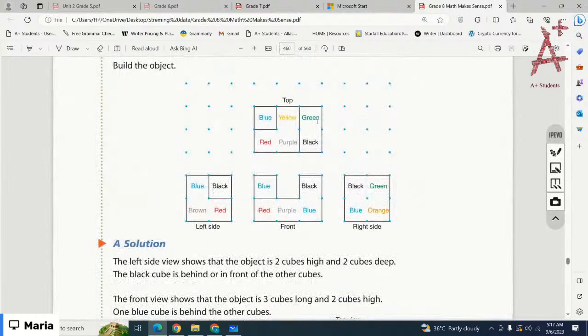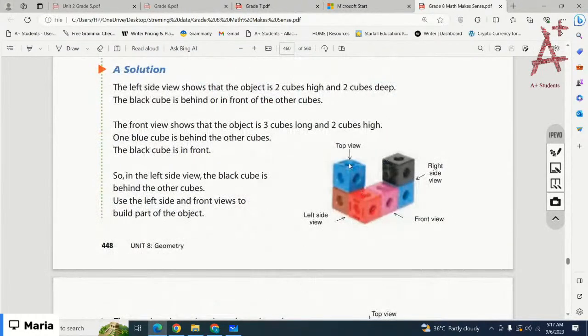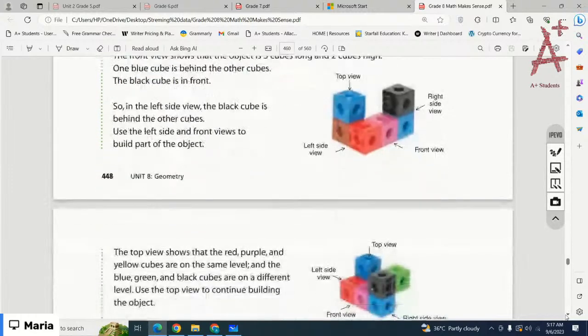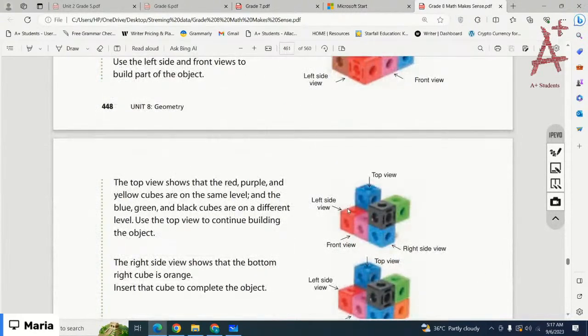Top view. Blue, yellow and green are on the same level. Red, purple and black are on the other level. So red, purple and yellow are on the same level and the blue, green and black cubes are on the different level. The right side view shows that the bottom right cube is orange.